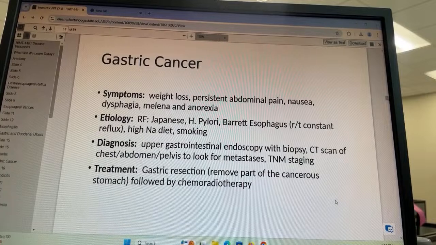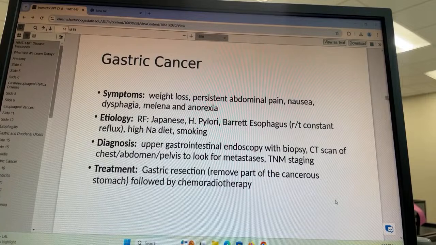Treatment, they can do a gastric resection. A resection is basically a removal. So they can actually remove part of the cancerous stomach and then just kind of stitch it together to make it a smaller stomach. They actually do this also for patients that want to lose weight. They call it a gastric bypass or a gastric sleeve. They'll cut the stomach and make it smaller so that you'll eat less because you feel full quicker. So it's something that's a common thing.